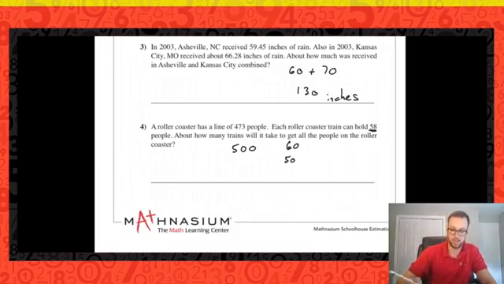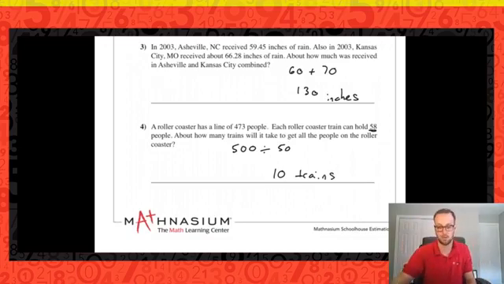Because what we want to know is how many 50s are inside 500. We could stick with 60, but it's a little bit harder to figure out how many 60s are in 500. So we'll go ahead and use 50 in this case. So how many 50s are inside 500? 10. Nice job. So it takes about 10 roller coaster trains to get everyone through the line and onto the ride.